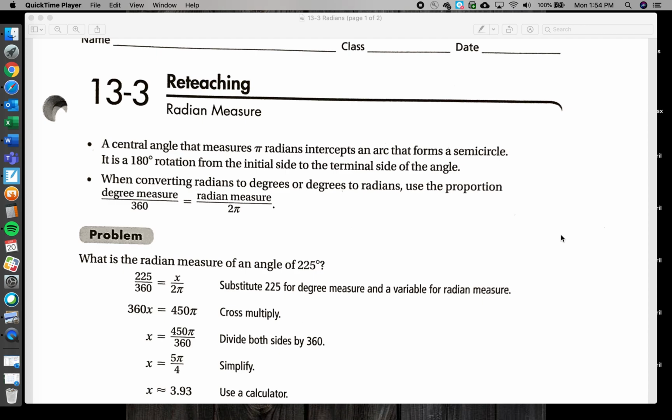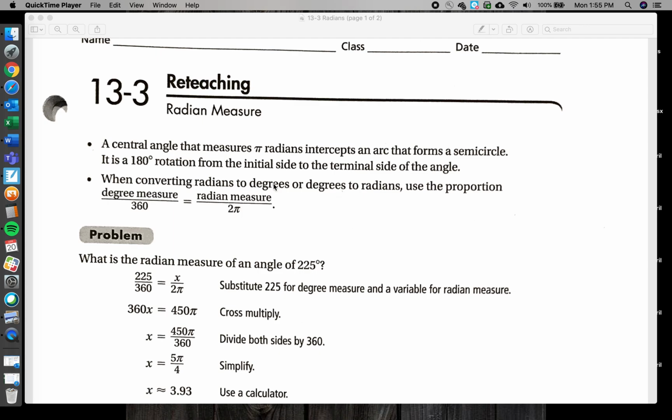Hello everybody. Taking a look today at the 13.3 reteaching worksheet, where you're going to talk about radian measure and what a radian is and how you work with it. Notice it says a central angle that measures pi radians intercepts an arc that forms a semicircle, and therefore it's a 180-degree rotation from the initial side to the terminal side, which you just talked about in that last lesson with coterminal angles and all that kind of stuff.